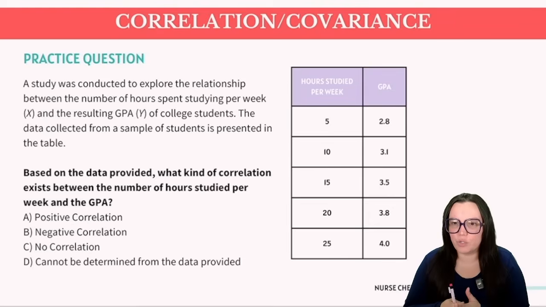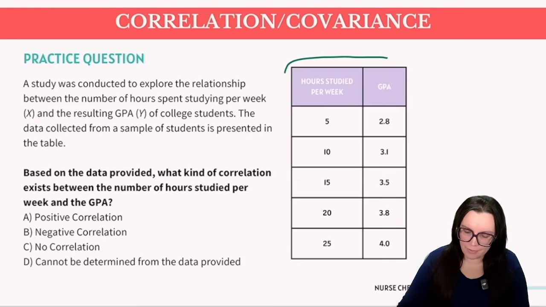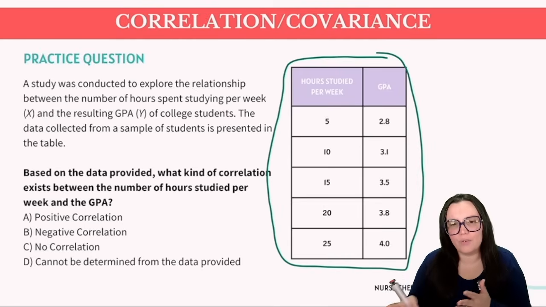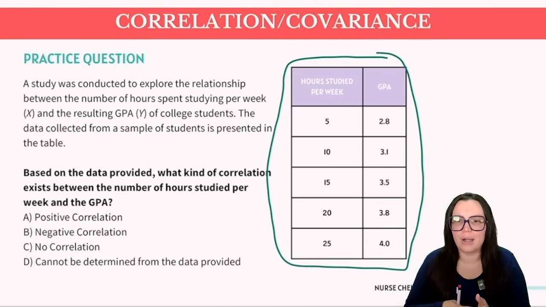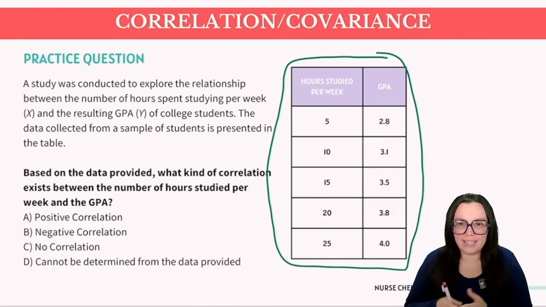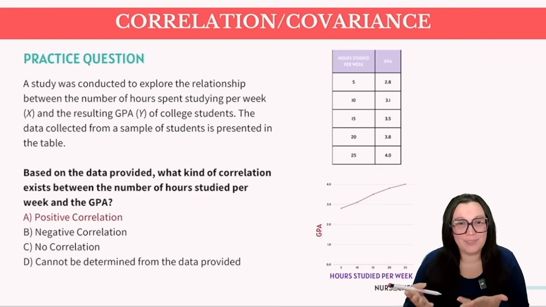A study was conducted to explore the relationship between the number of hours spent studying per week and the resulting GPA of college students. The data collected from a sample of students is presented in our table right here on the right-hand side of our screen. Based on the data provided, what kind of correlation exists between the number of hours studied per week and the GPA? Is it A, a positive correlation, B, a negative correlation, C, no correlation, or D, cannot be determined from the data provided? And the correct answer is A, we have a positive correlation.